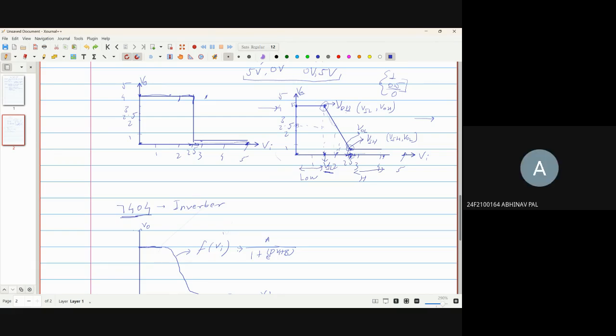I think due to where the, what do you call it, I think. You can speak in Hindi.